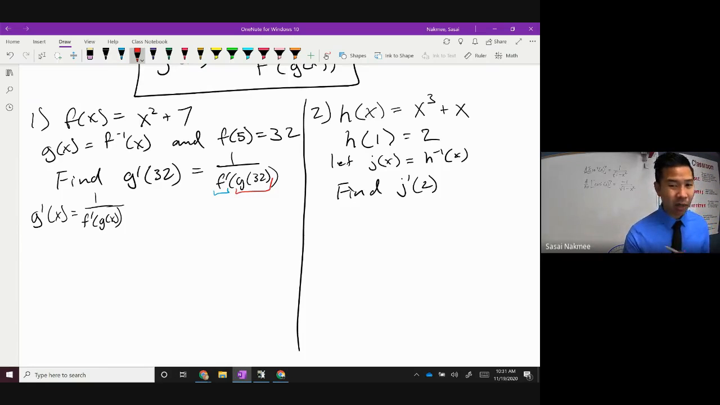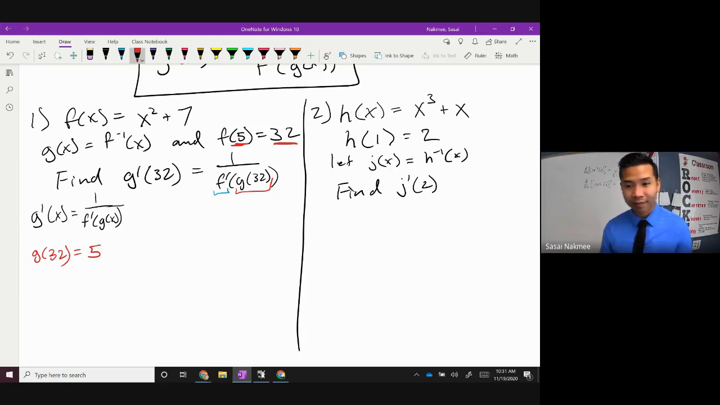It doesn't matter which order you go in, but probably g of 32 should be done first, because then that gets plugged into the derivative of f, I'm sorry, of f itself, right? So off on the side somewhere, I need to find out what g of 32 is. Well, if f of 5 is equal to 32 and g is the inverse function, g should take 32 and spit out 5. So that's what I know right here, that g of 32 is going to equal 5.